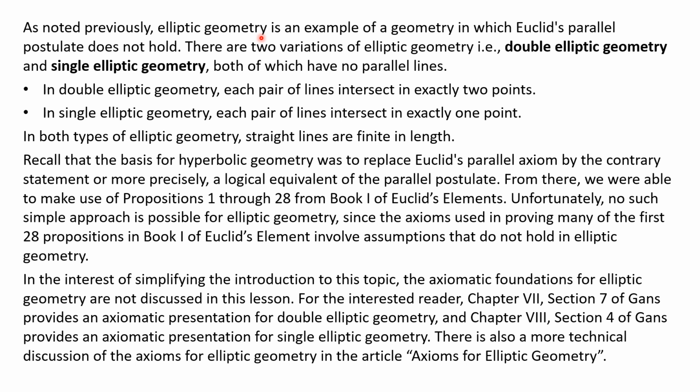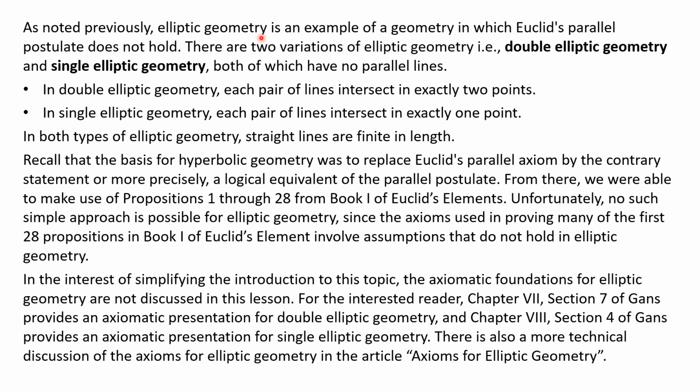In double elliptic geometry, each pair of lines intersects in exactly 2 points, and in single elliptic geometry, each pair of lines intersects in just 1 point. In both types of these geometries, straight lines are finite in length. We'll see that when I show you the model.